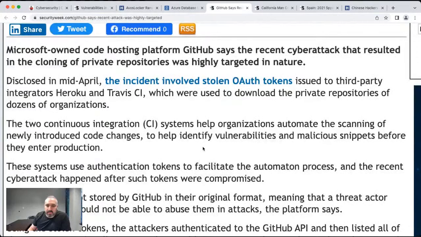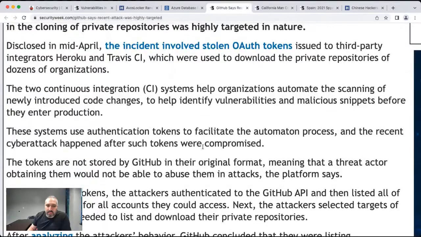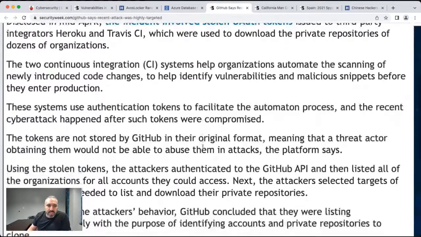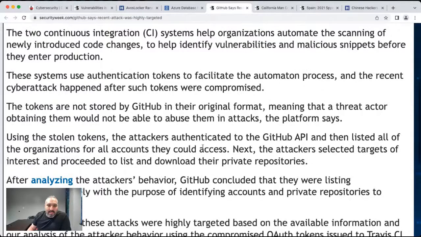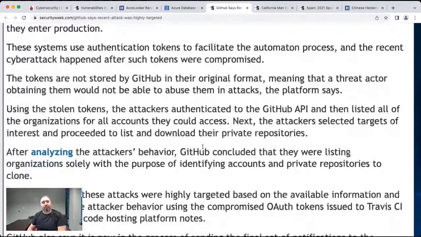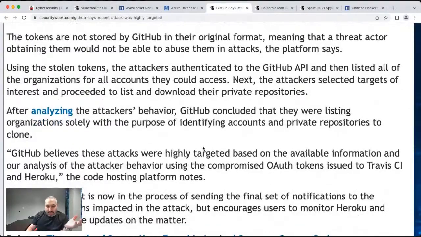The two continuous integration systems help organizations automate the scanning of newly introduced code changes to help identify vulnerabilities and malicious snippets before they enter production. The system used authentication tokens to facilitate the automation process, and the reason the cyber attack happened was that such tokens were compromised OAuth tokens. Let's have a conversation about identity.